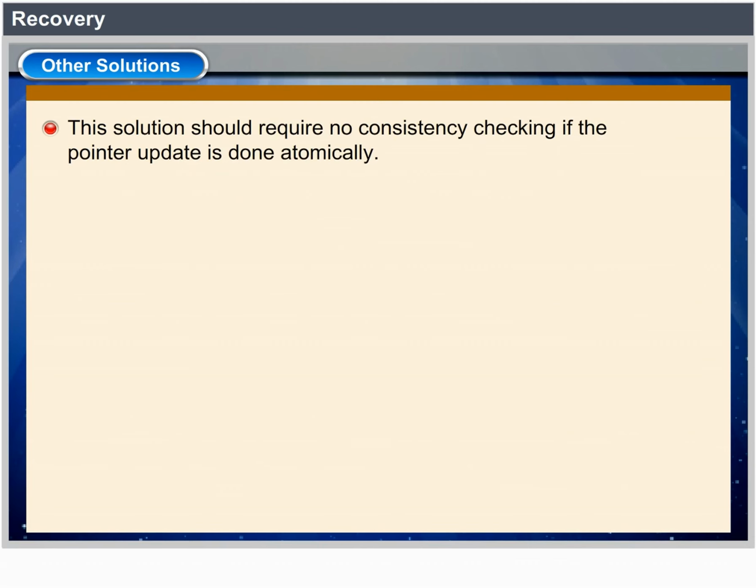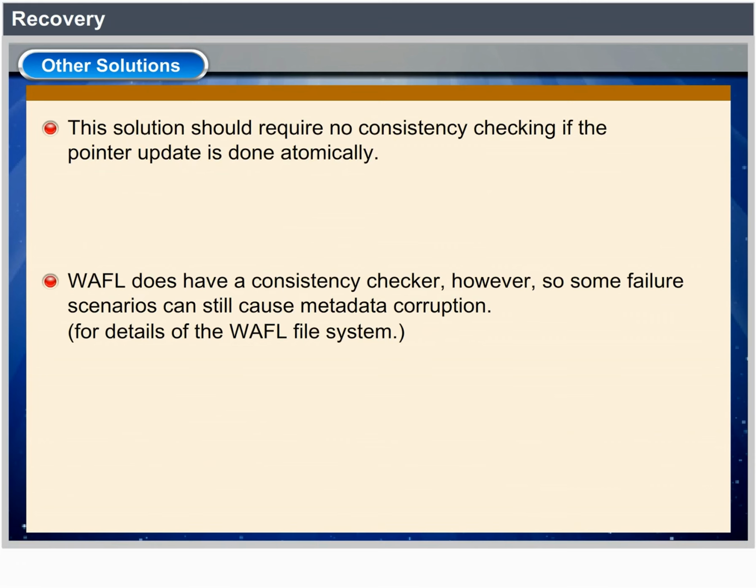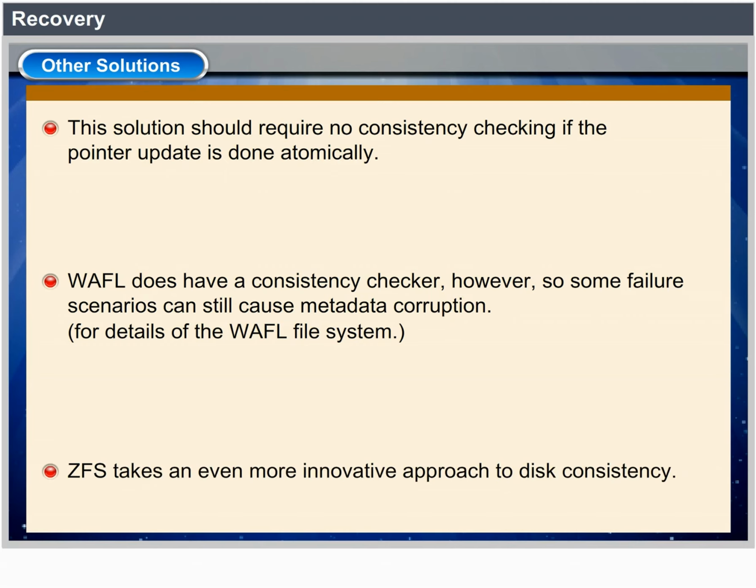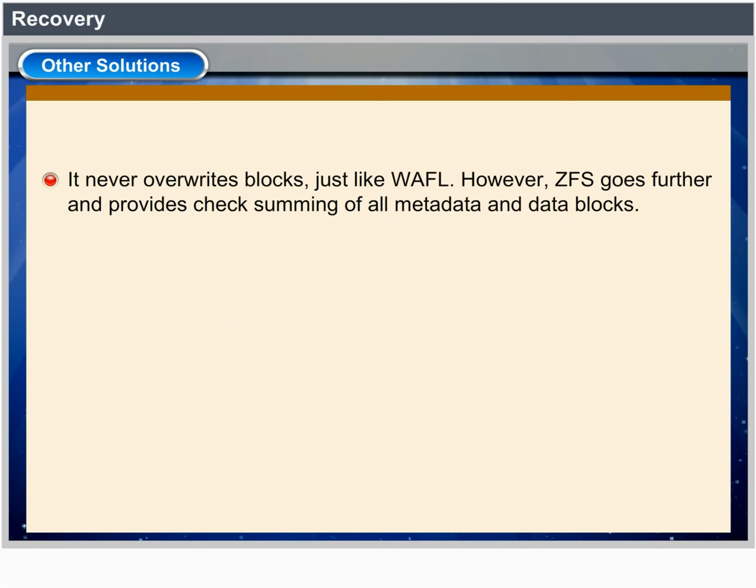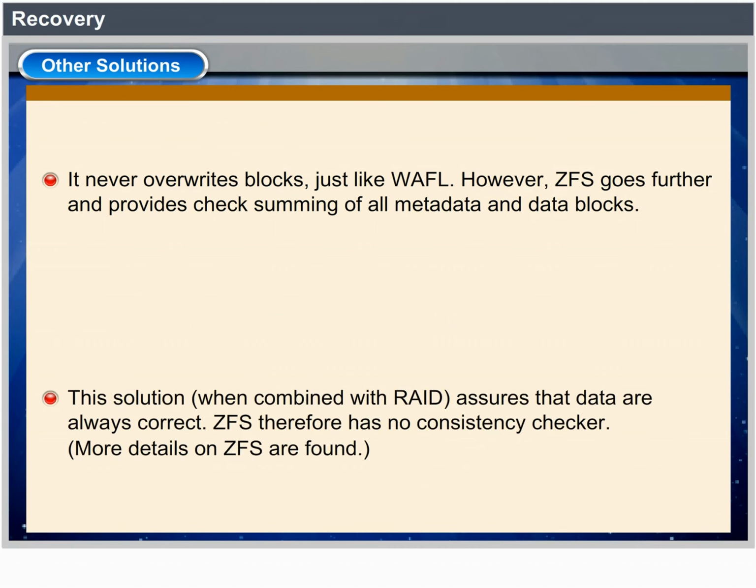WAFL does have a consistency checker, however, so some failure scenarios can still cause metadata corruption. For details of the WAFL file system, see the text. ZFS takes an even more innovative approach to disk consistency. It never overwrites blocks, just like WAFL. However, ZFS goes further and provides checksumming of all metadata and data blocks. This solution, when combined with RAID, assures that data are always correct. ZFS therefore has no consistency checker. More details on ZFS are found in the text.